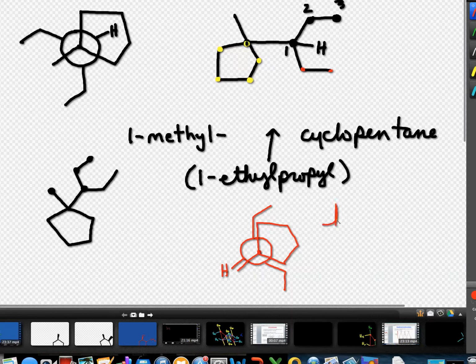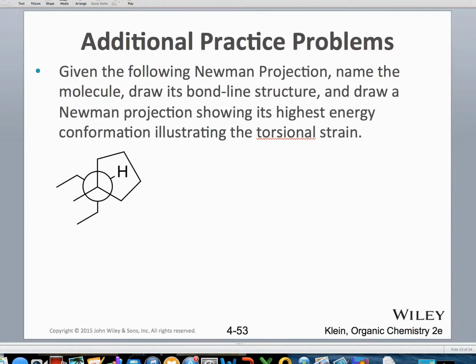So this would be the highest energy conformer. And that answers all 3 parts of this question on slide number 53. Let's move on to another one.